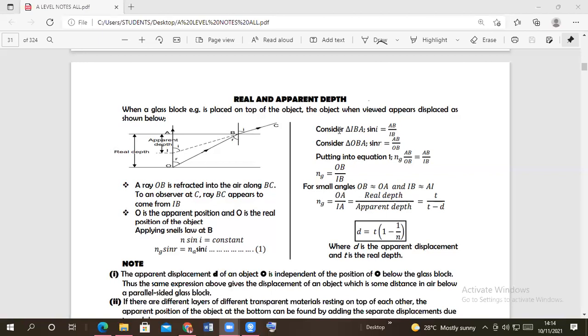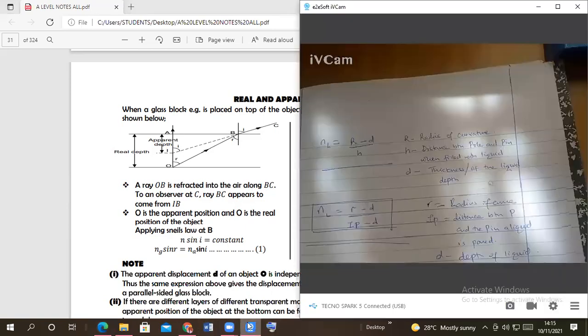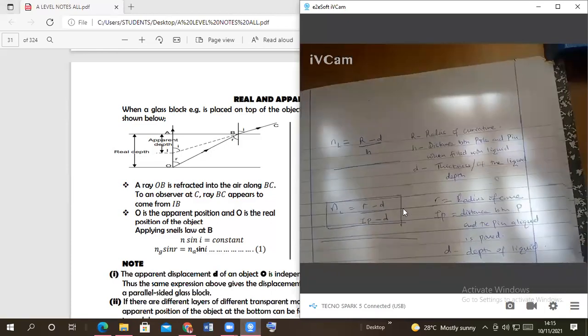If you want to use real and apparent depth, we all know the formula: refractive index is equal to real depth over apparent depth. That's the formula you can use to determine the refractive index of any material, be it glass or liquid. So how would you arrive at this formula? We have a diagram drawn there. There are some few mistakes in these notes that you need to correct. So I will go through this derivation, and then I'll show you what we need to fix and what we need to leave.